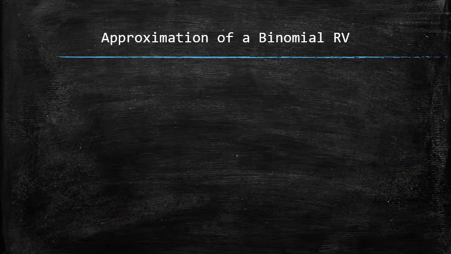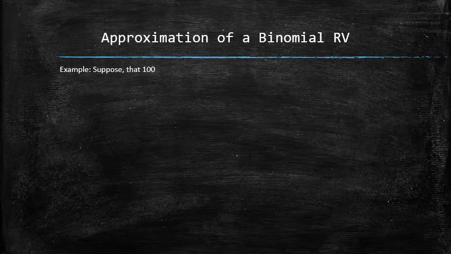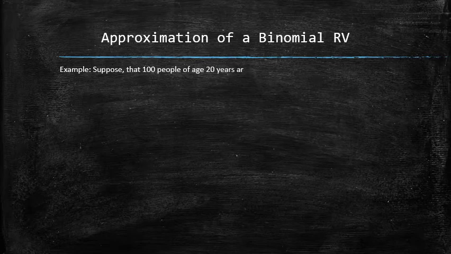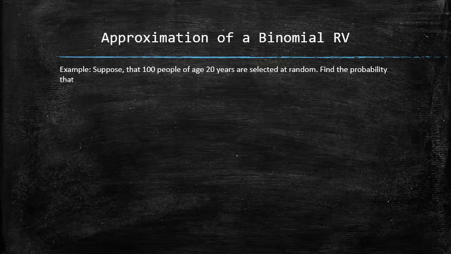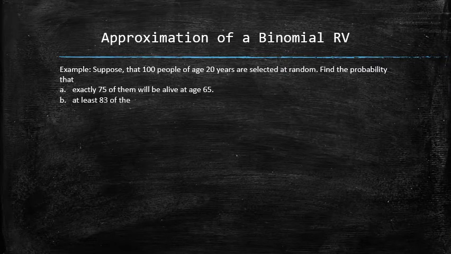For most real-world problems, the number of people under investigation is much larger than 10. Consider the same problem, but let's suppose that 100 people of age 20 were selected at random, and the insurance company may want to know the probability that exactly 75 of them will be alive at age 65, or at least 83 of them will be alive at age 65.